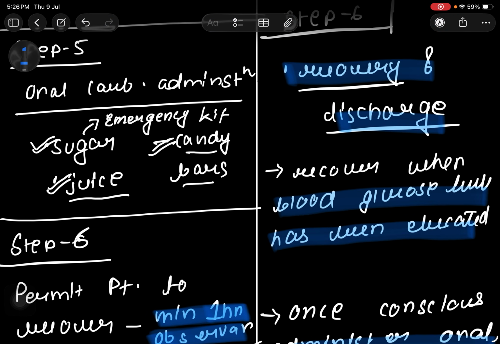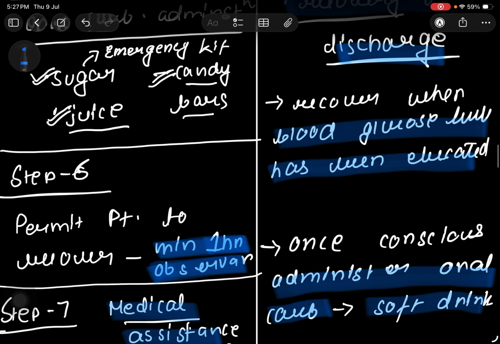So what are the forms of oral carbohydrate we can give? There is sugar. Sugar is always present in the emergency kit that is present in every clinic. It's a must to keep an emergency kit that has adrenaline, sugar, and some things like that. So sugar, and if sugar is not present, some form of juice, and candy bars. These things we can give as oral carbohydrate.